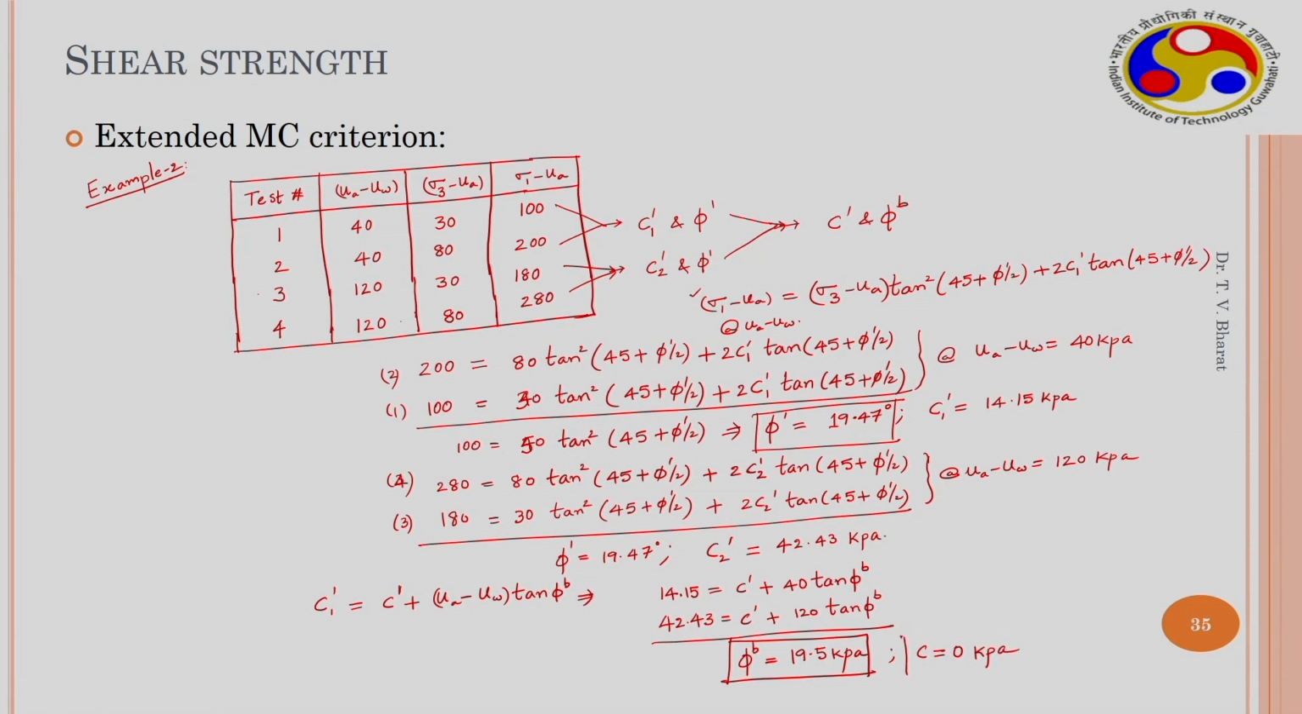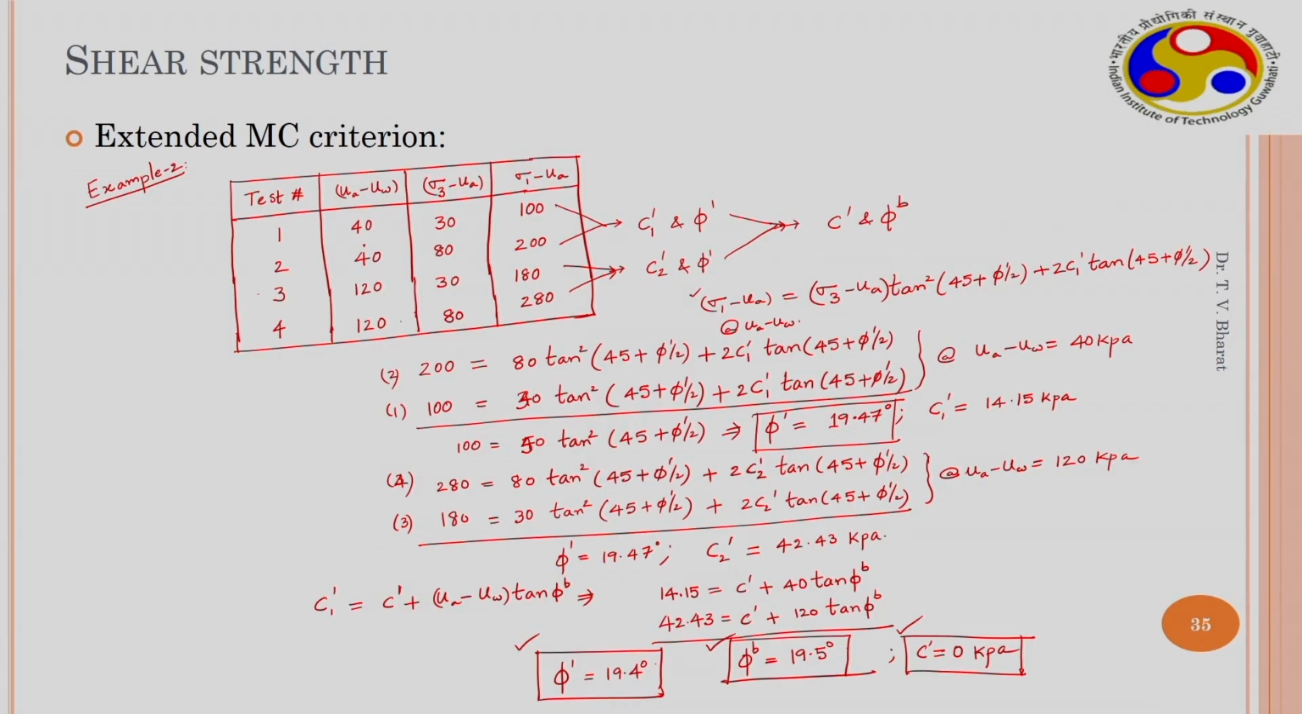So the intercept is 0, that means this is sand. The test data is for sand. So you got phi dash, which is the same as 19.45 or so degrees. So you have phi dash, phi b dash, and C dash. All these three strength parameters could be estimated just by utilizing 4 test data sets.